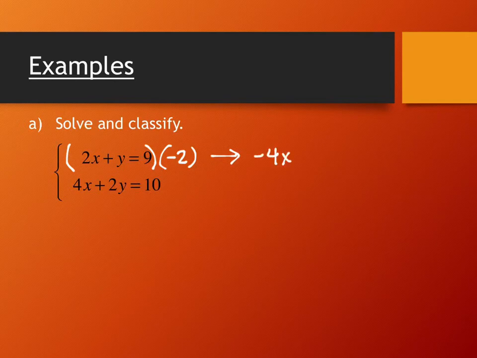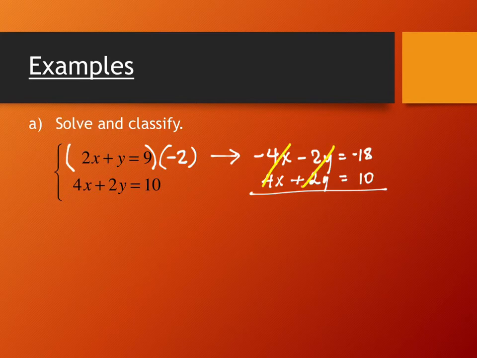This gives me negative 4x minus 2y equals negative 18. Second equation stays the same: 4x plus 2y equals 10. But notice what's happening as I add down. What happens to the x's? They cancel. What happens to the y's? They cancel. So what I'm actually left with on the left-hand side is the number 0. There's nothing left on the left-hand side.